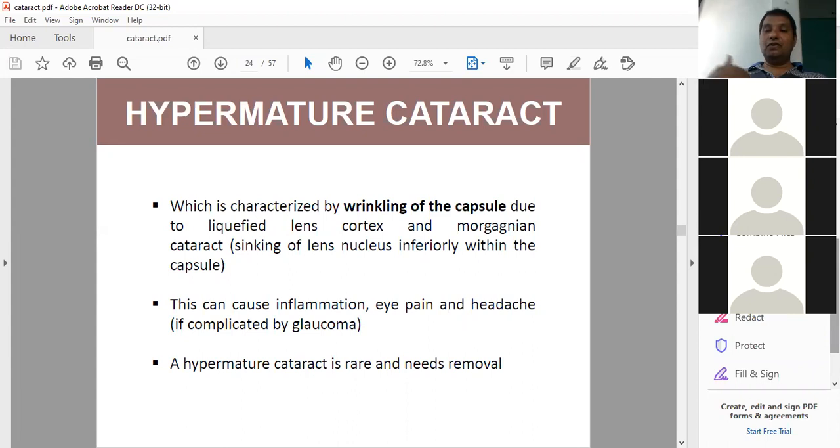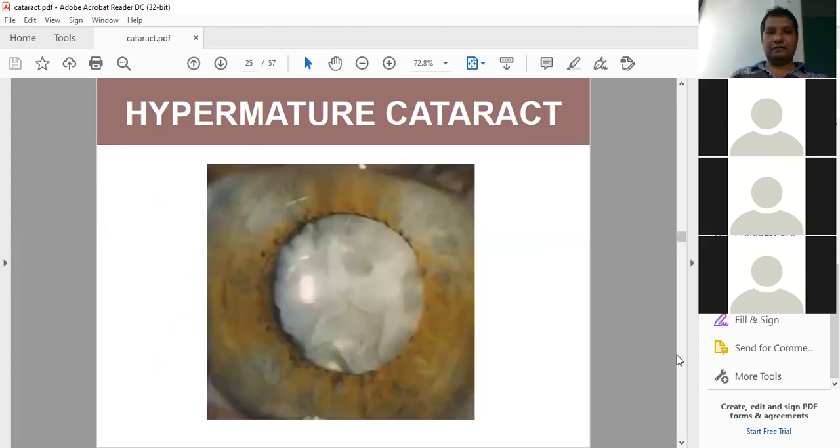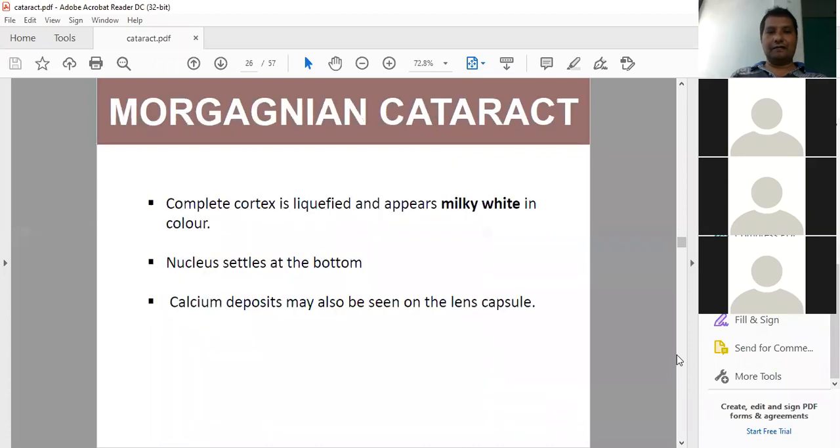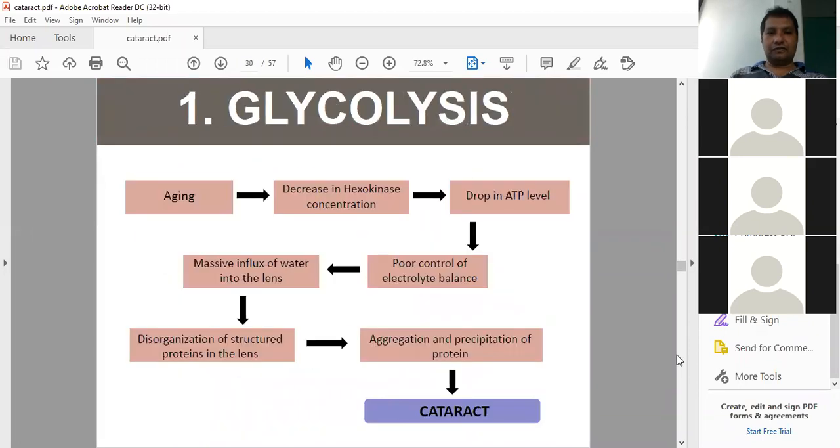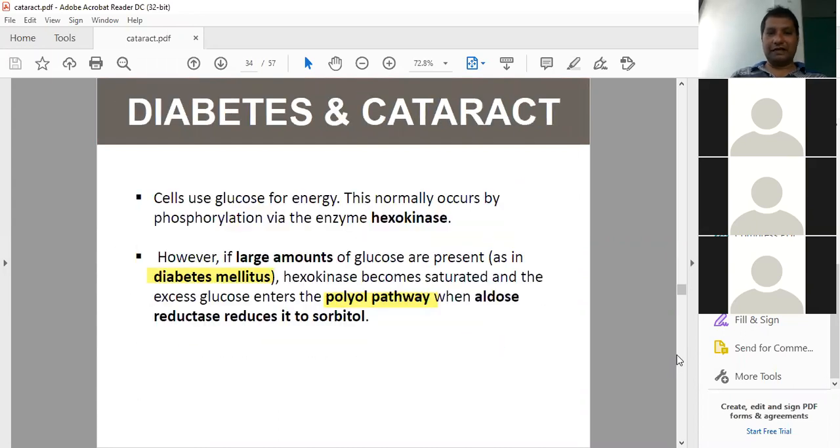If you don't operate on hypermature cataract for a long time, and glaucoma remains for a long time, it will damage the optic nerve, there will be optic atrophy, and the patient will not gain vision even after cataract surgery. So basically, blindness in cataract is reversible, treatable blindness. But if you don't operate, it becomes irreversible and non-treatable blindness. This is a picture of hypermature cataract. This is beyond the scope of this practical class.